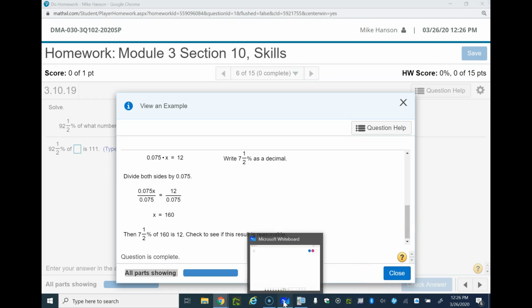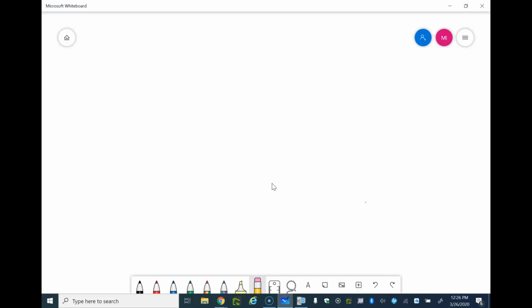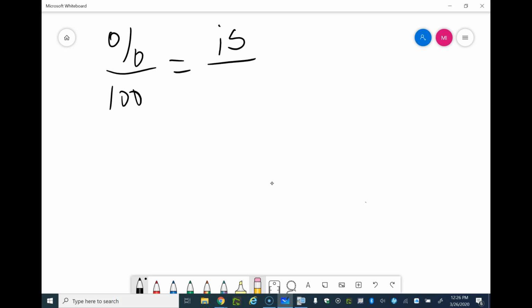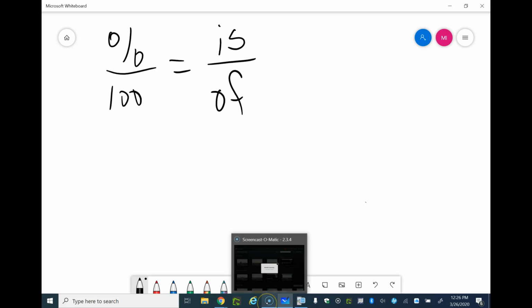So let me go to here. Okay. This is what we need to write. We're going to do percent over 100 is equal to is over the of. So I'm going to go back and copy and paste the problem so you can see it.